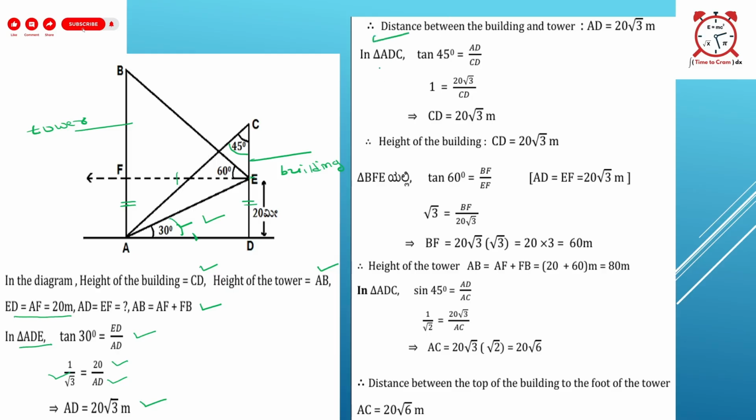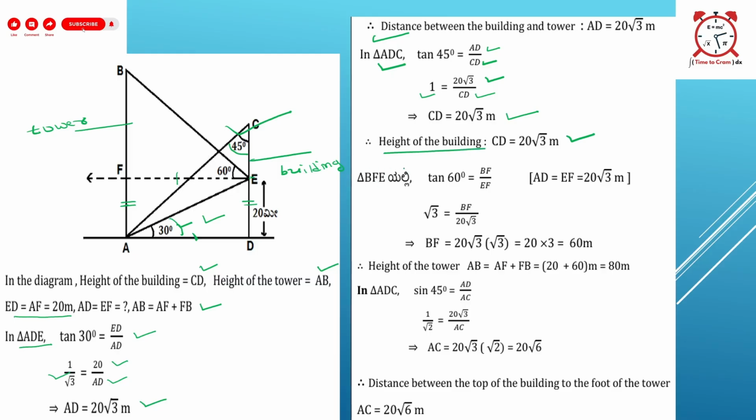Now let us take another triangle, triangle ADC. In triangle ADC we will have the angle of depression here. So tan 45 equal to again opposite upon adjacent. So tan 45 is 1, then the value of AD we already found, then CD as it is. So from this we will find the value of CD as 20 root 3 meter. So CD is what? Height of the building. This is our second answer.